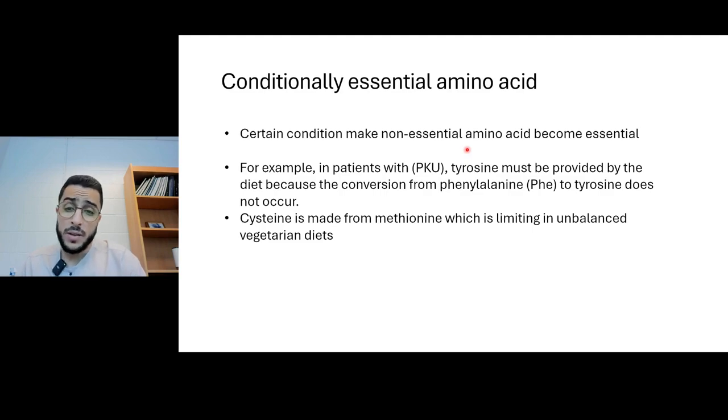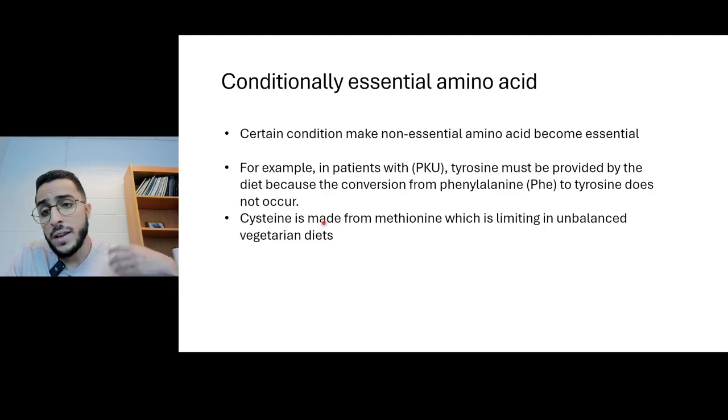For example, in a disease called phenylketonuria, you have phenylalanine that gets accumulated in the body because it cannot be converted into tyrosine. Now, tyrosine is a non-essential amino acid, but because we cannot make it because of this mutation that you have in an enzyme that produces tyrosine in your body, then tyrosine becomes essential for you.